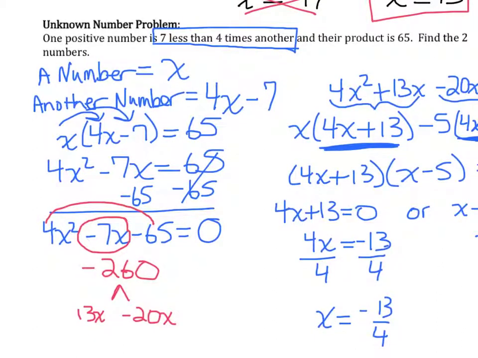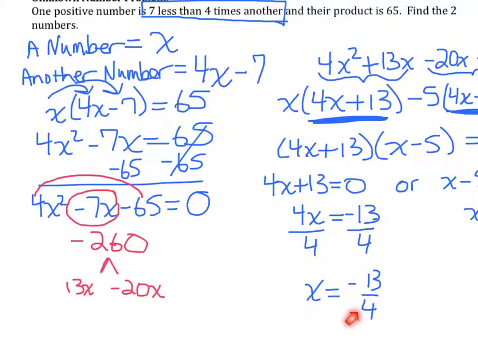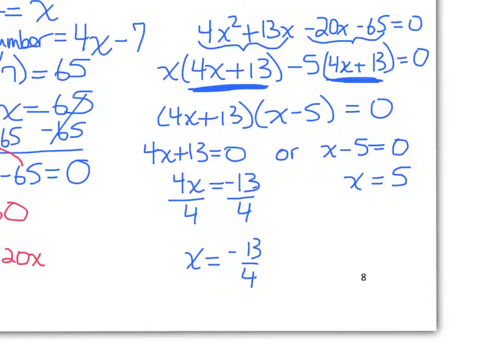All right, it says one positive number. So that's a sign that, hey, this negative 13 over 4 here is not going to be my solution because it is negative, right? So one positive number is 7 less than 4 times another, and their product is 65, right? That means since this has to be a positive number and the product is going to be 65, the only way I'm going to get a positive 65 and one of my numbers is positive is for my other integer that I have to find to be positive. So there's no way that this negative 13 over 4 can be my solution, all right? Therefore, the only solution I get from when I solve my equation is x equals 5, right?